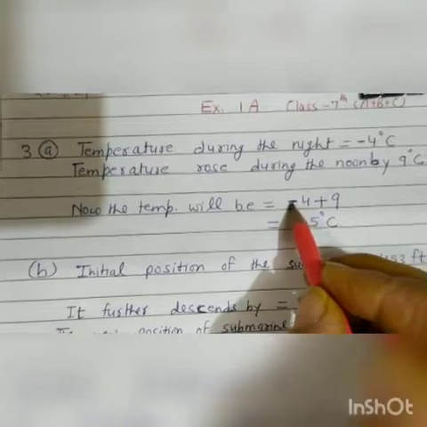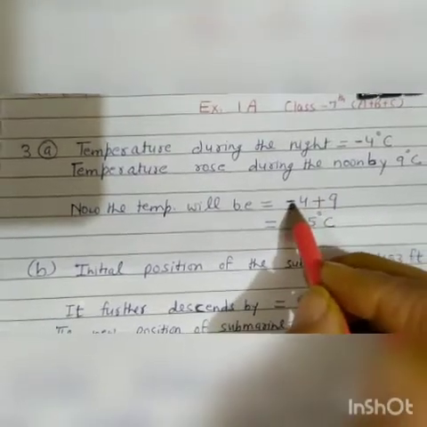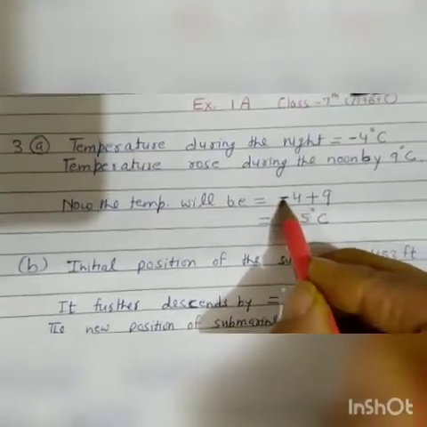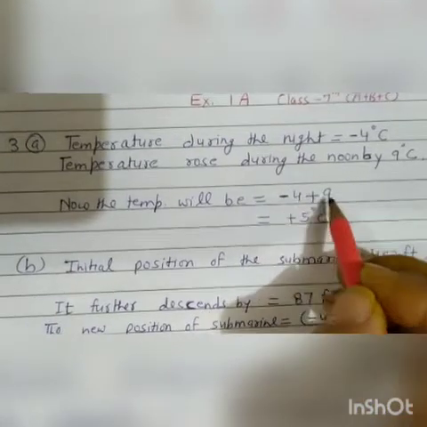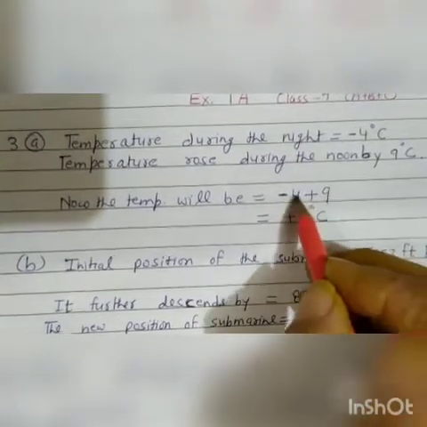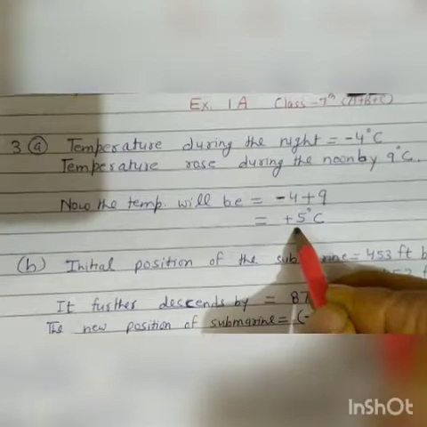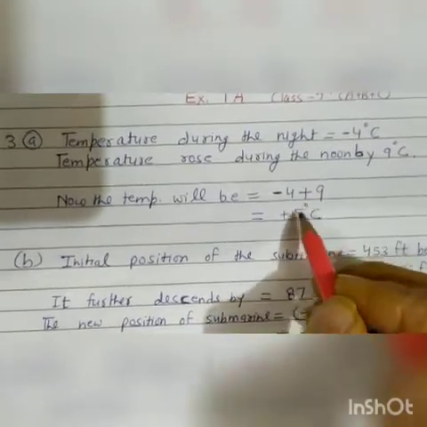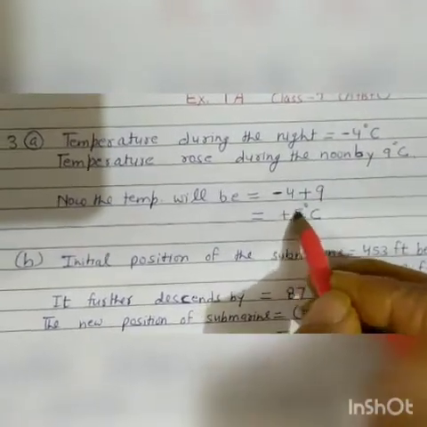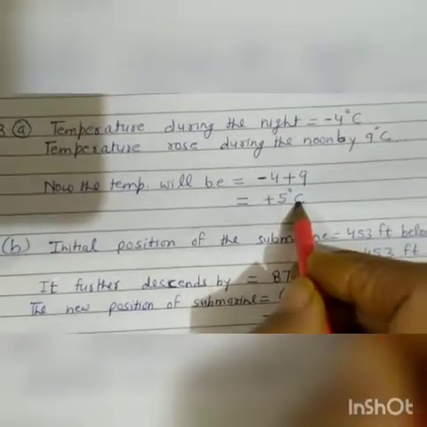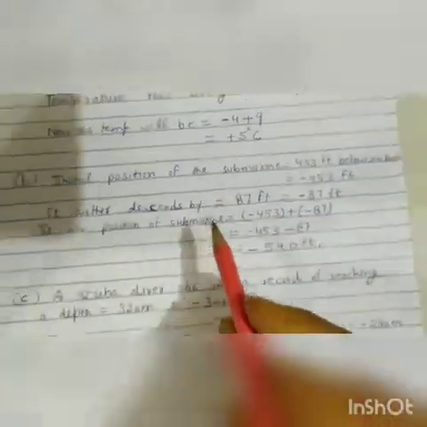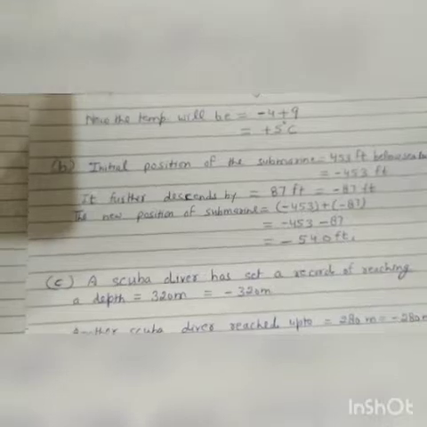Both these integers are with different signs, so we will subtract the smaller one from the greater one. 9 minus 4 will be 5. And what is the sign before the larger number? It is a plus sign. So it will be plus 5 degrees Celsius. It means the present temperature is 5 degrees Celsius. Now next.